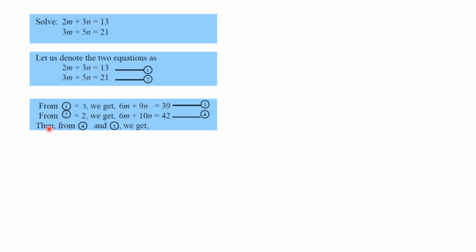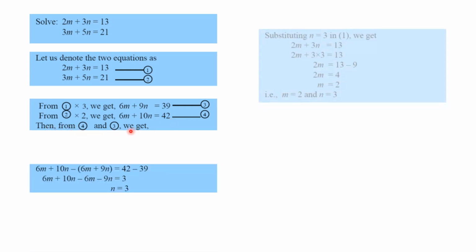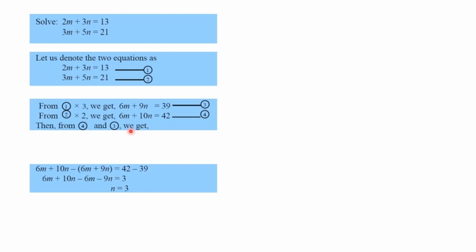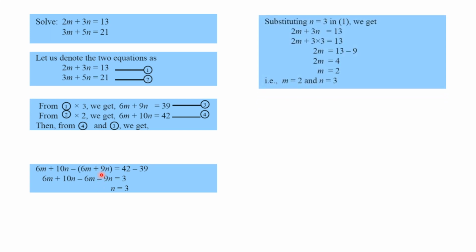Okay, now you can see here from the fourth and third one, we can get this one. So what am I supposed to do? I have to get the difference, because I can't add these two equations. Then minus 6m minus 9n, then I can cancel 6m, then 10 minus 9, n equals 3. This is a very simple type of equation. You can just get n equal to 3.